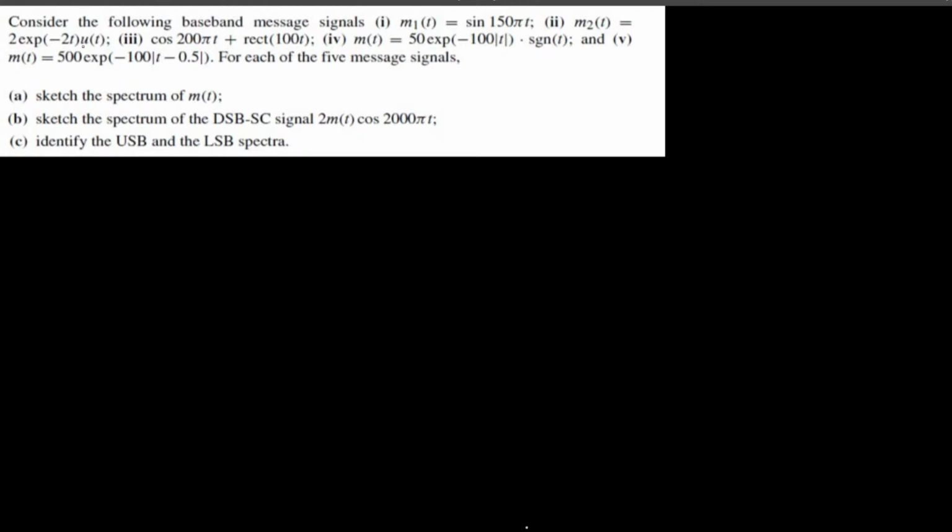Here this question is asking, consider the following baseband message signals, and here we have 5 message signals provided. For each of the 5 message signals, part A is asking us to sketch the spectrum of m(t), and part B is asking us to sketch the spectrum of the DSB-SC signal 2m(t) cos 2005t, and part C is asking to identify the USB and LSB spectra. Now let's go ahead and do that.